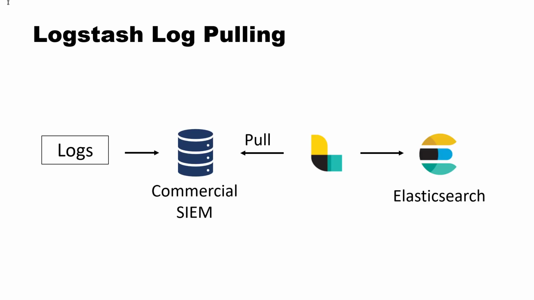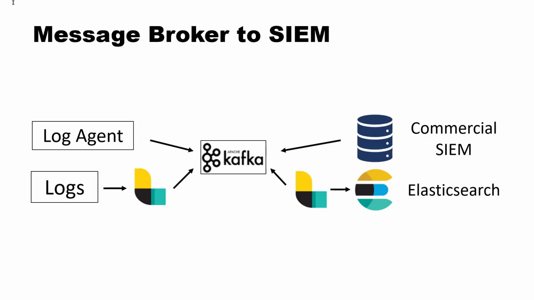Most SIEMs have an API that will allow you to do something like this, or you can set up a forwarding destination for everything that goes in to just continue it on through and send it to Logstash. So that makes it really easy as well.